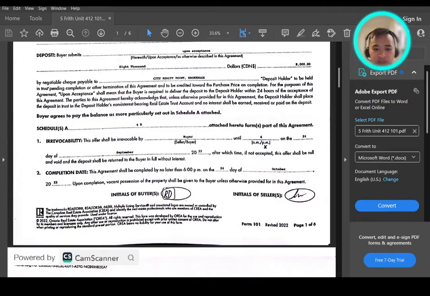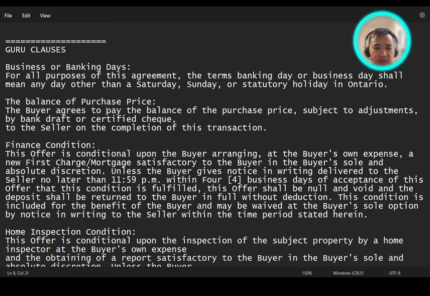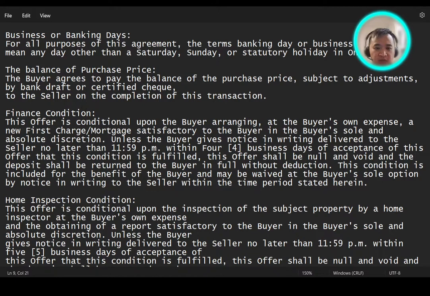So now let's take a look at some clauses here. One of the most common conditions is a finance condition. So first of all, there's two types of offers. There's firm offers and conditional offers. If you submit a deposit on a firm offer and you don't close, the seller gets to keep your deposit, okay? But right now that's not going to happen because every offer a buyer submits is going to be a conditional offer. Conditions in a buyer's offer are used to protect the buyer, okay? As you can see here, the condition is included for the benefit of the buyer.